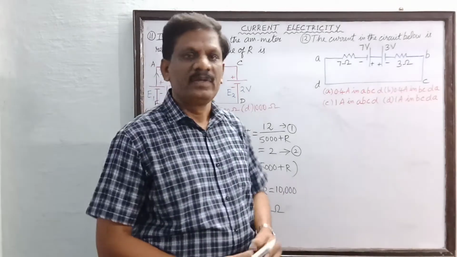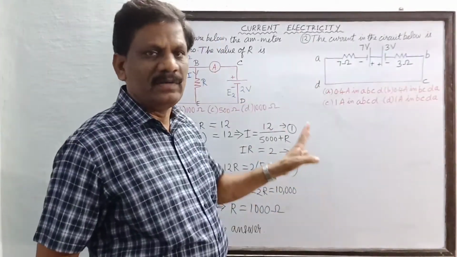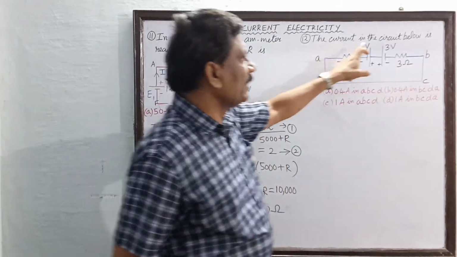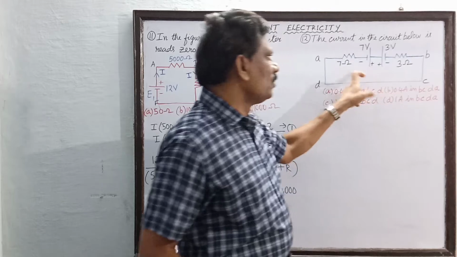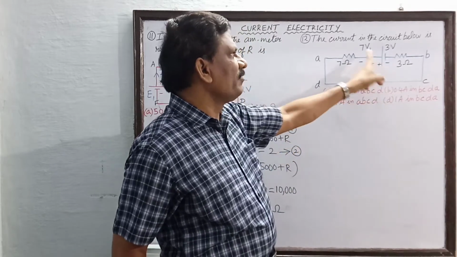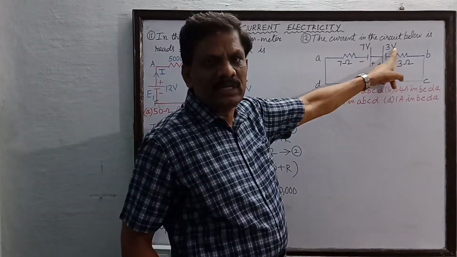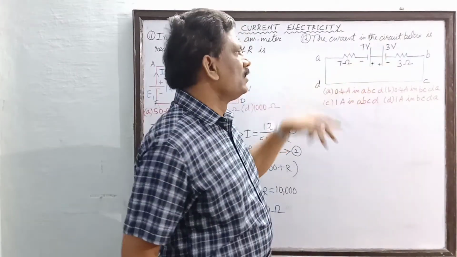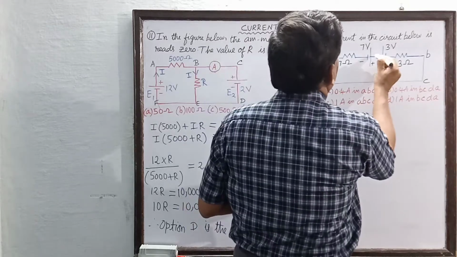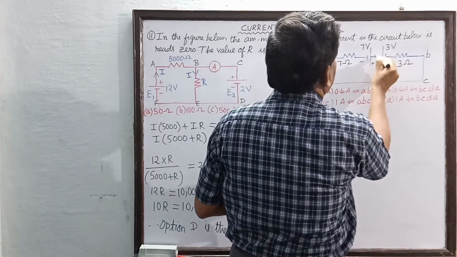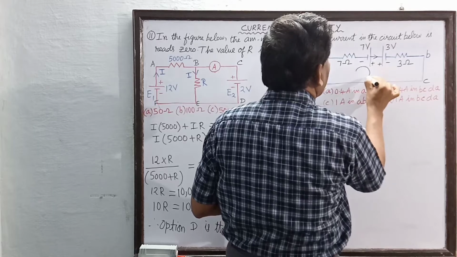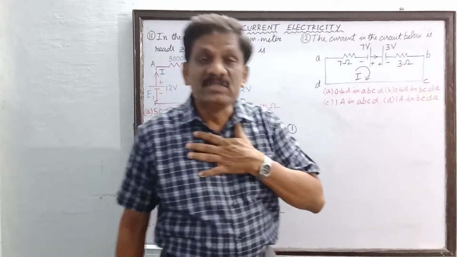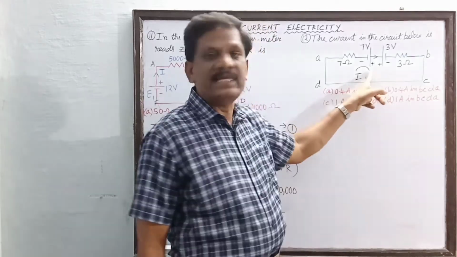Have you understood? Now one more small problem based on a closed circuit. You can see question number 12, the current in the circuit below. Here there are two cells of EMF 7 volt and 3 volt. They are connected back to back. The positive of the cell is sending a current of I ampere. Let us imagine that the current is flowing in the clockwise direction.